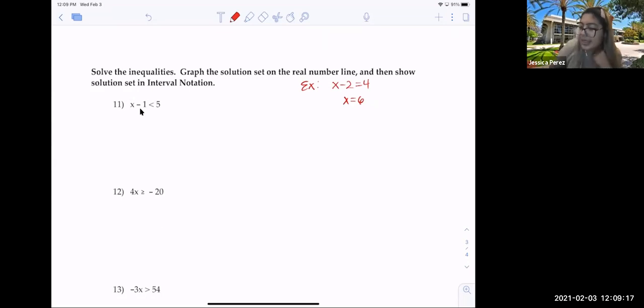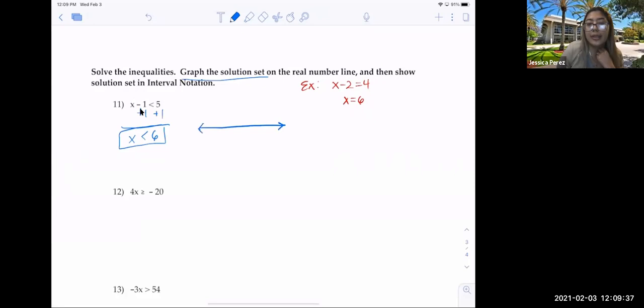What are they asking us? Graph the solution set on a number line, right? So that means we have to make a number line like this. So it says graph the solution set. And you have to create a little number line that I have right here in blue. And what number will you put in there? Ivania, what number would I put in here?